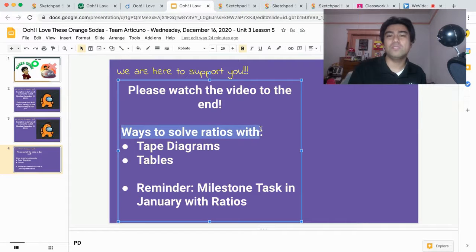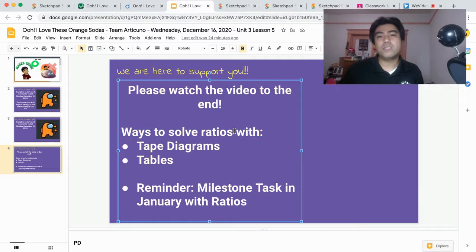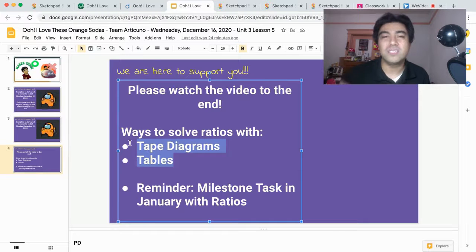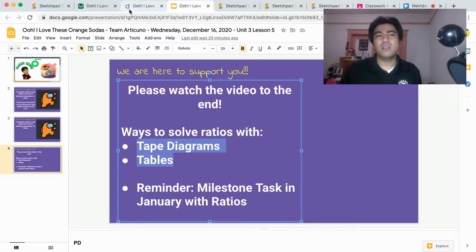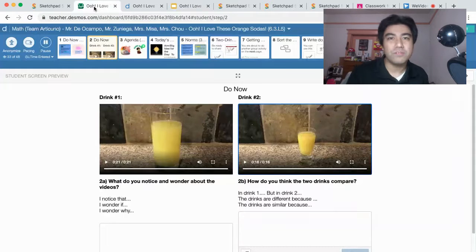So what we're gonna do in this video today is take a look at some ways to solve ratio problems. We're going to take a look at tape diagrams. We're going to look at tables. These were two things that we did not really get to in class this Wednesday morning. So definitely stick around for this entire video, okay?